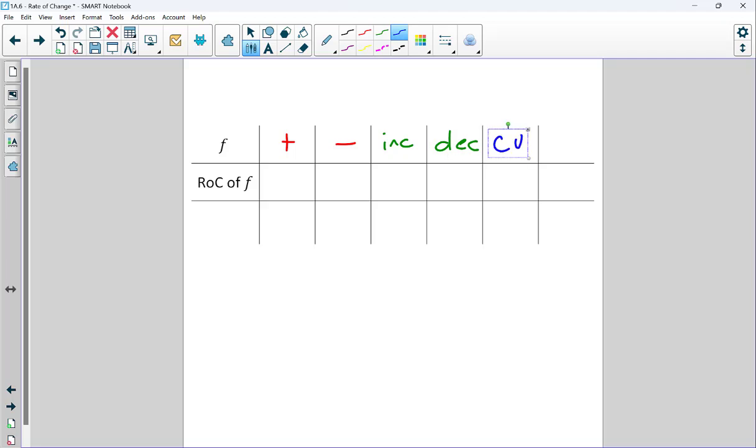Likewise, a function can be concave up. A function can be concave down. It can't be concave up and concave down at the same time, but a graph can be concave down and positive at the same time. A graph can be concave down and increasing at the same time. A graph can be negative, increasing. A graph can be negative, increasing, and concave up at the same time. They're different characteristics of the graph.